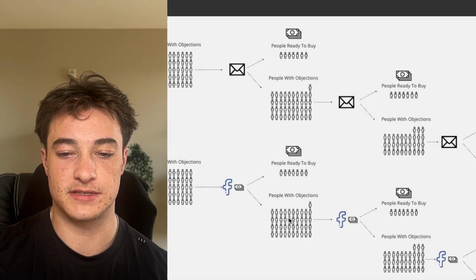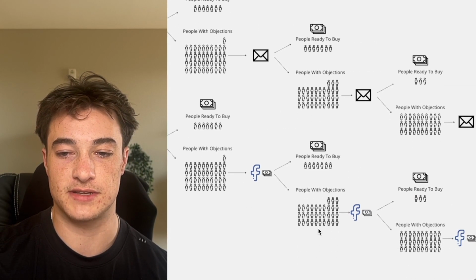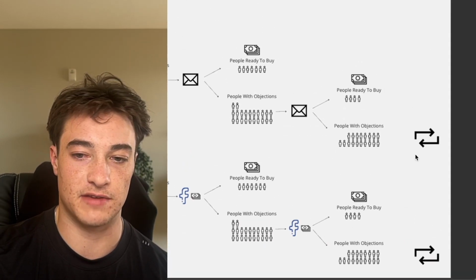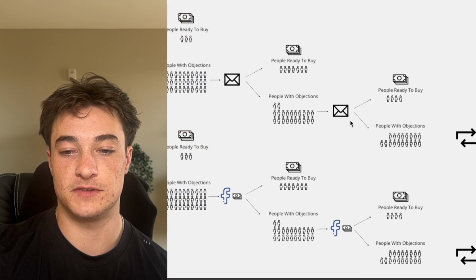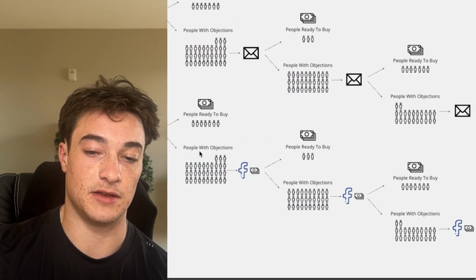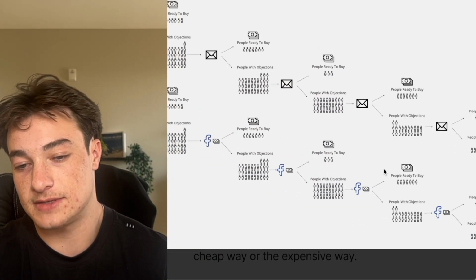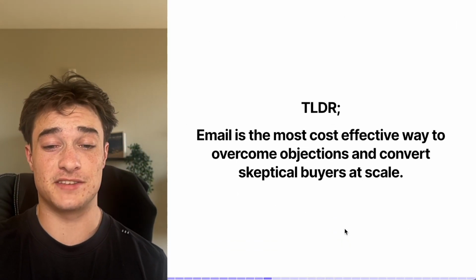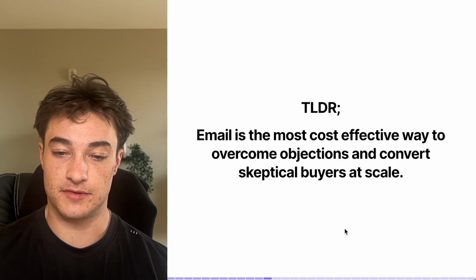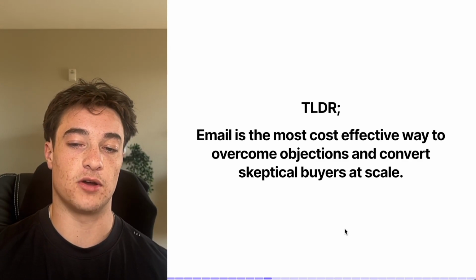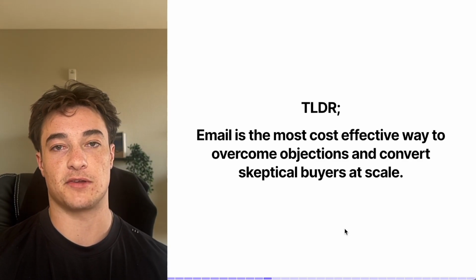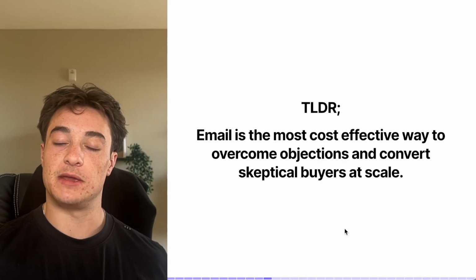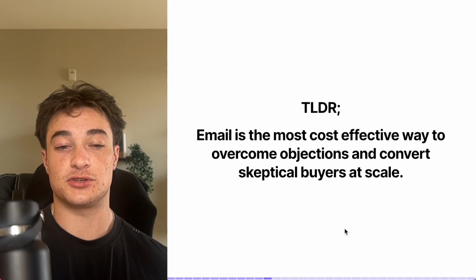And then you keep doing this until you overcome everybody's objections, and you go down the line, and then you repeat until you have everybody. The thing is, you spend a lot less money down this track than you did with this track. It's pretty simple to understand. That's why it's so important to have. So, too long didn't read: email is the most cost-effective way to overcome objections and convert skeptical buyers at scale. That's what we need to understand. So we need to get people to our email list after they've been introduced to our brand.